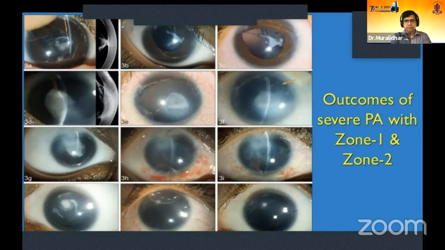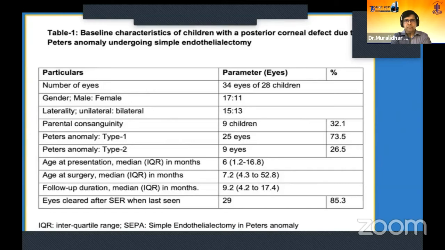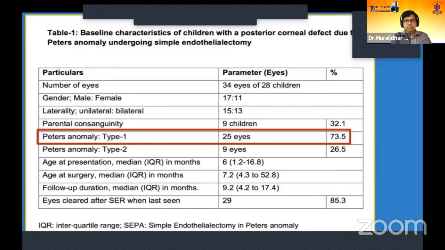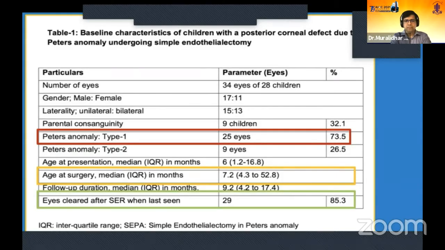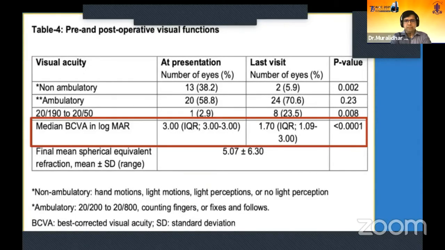Meaning even in a type 2 Peters abnormality with a smaller zone of corneal involvement can help achieve a good outcome. Primarily, our cohort included a type 1 abnormality. Median age at surgery was 7.2 months, and 85% had a discernible corneal clearance. So 97% had ambulatory vision, and BCVA significantly improved owing to the resolution of the corneal opacification.